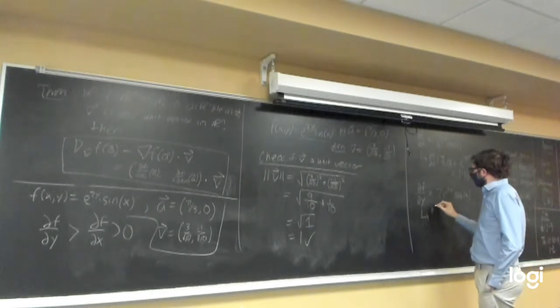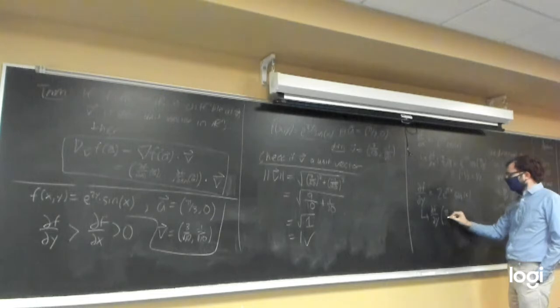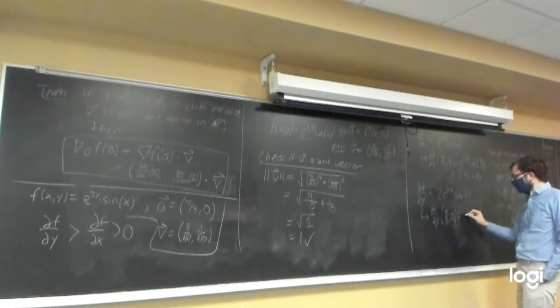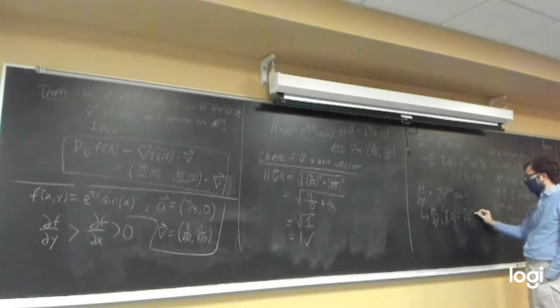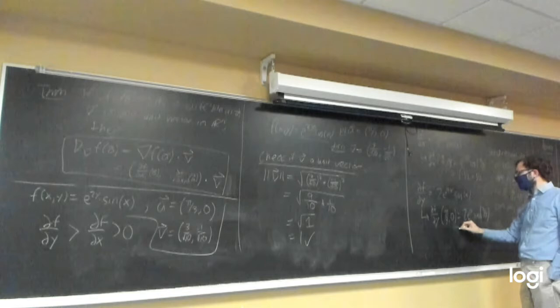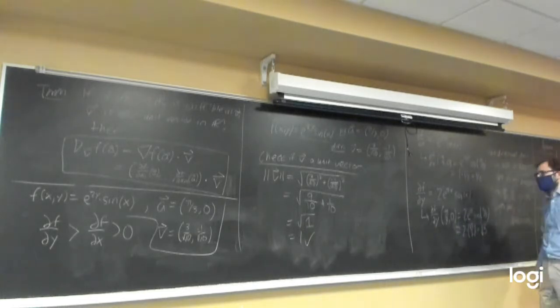So del f del y at the point pi over 3 comma 0 is going to give us 2 e to the 2 times 0 times sine of pi over 3, which I believe is going to be 2 times square root of 3 over 2, which is just going to give us square root of 3.